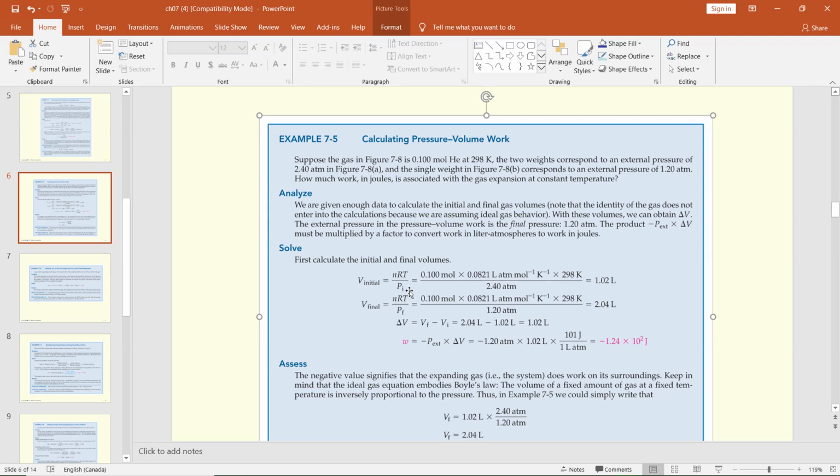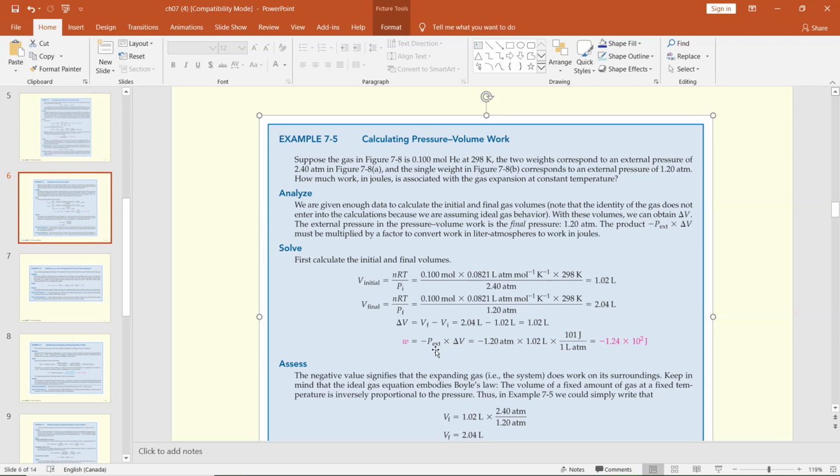Okay, so you have an initial volume. You may have in grade 11 looked at PV equals nRT. We will look at that again in this course. So you plug those in and you start at 2.4 atmospheres, so you have 1.02 liters of helium. Then you expand that to 2.04. So the gas is expanding, which means work is done on the surroundings, and your work has to be negative then. It was working against an external pressure of 1.2 atmospheres. Okay, it was working against it, that's given.